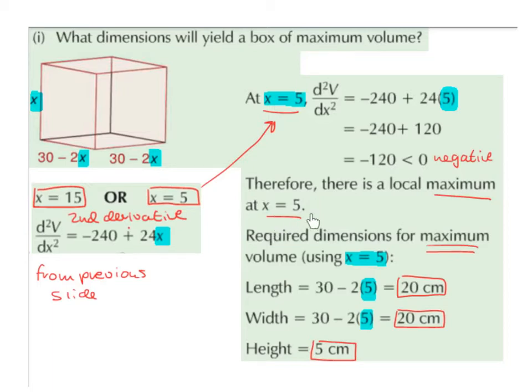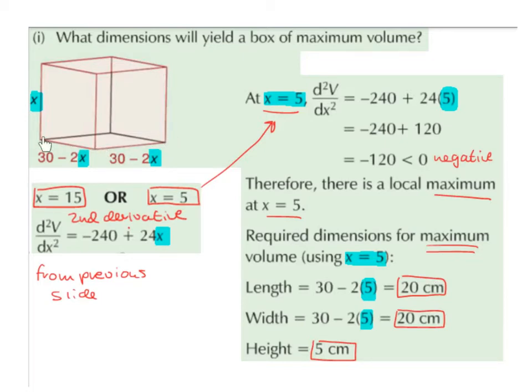So the required dimensions for the maximum volume using x equals 5 is going to be, for the length, 30 minus 2 times 5, which is 20 centimetres. So we know that this is the length. So 30 minus 2x becomes 30 minus 2 multiplied by 5. So we swap the x for 5 at brackets. And 30 minus 2 times 5 is 30 minus 10, which is 20 centimetres. So the maximum length here is going to be 20 centimetres.